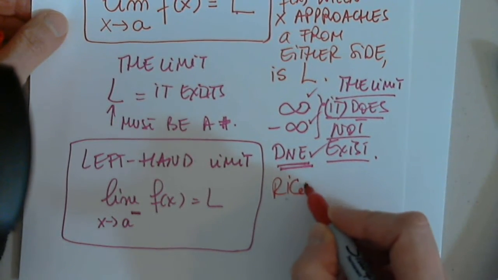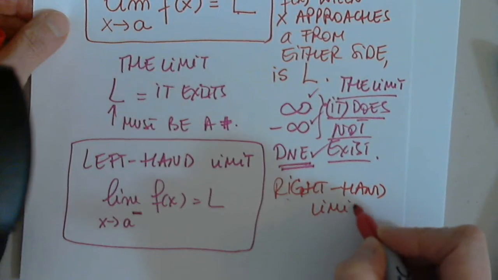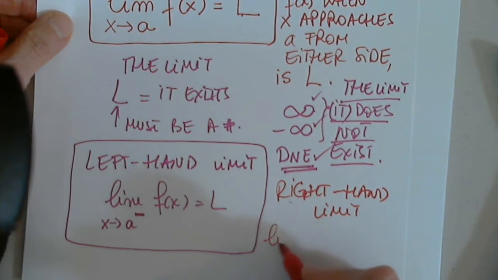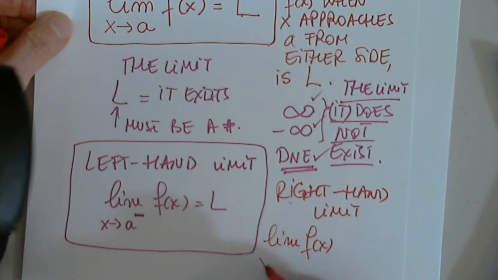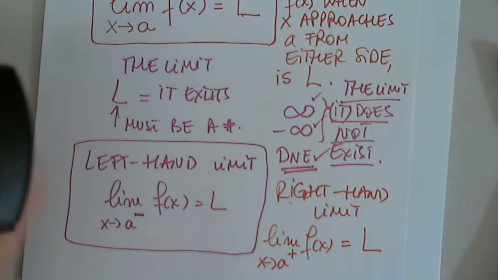Right-hand limit, which is the same thing but with a plus as the power. So the limit of f of x as x approaches a from the right is a number. And then the limit exists.